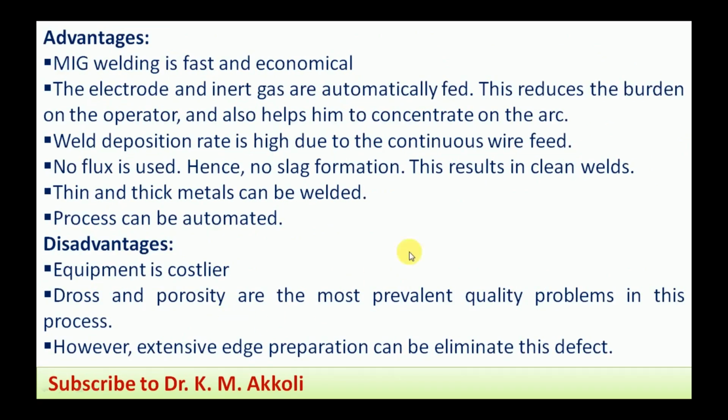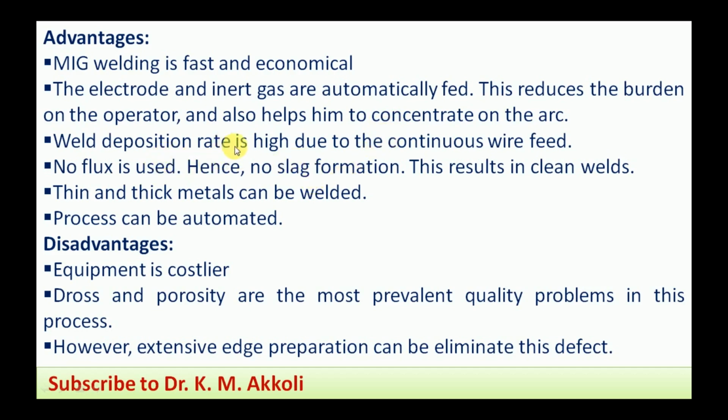Then we'll go for the advantages and disadvantages of this MIG welding. MIG welding is fast and economical. Compared to TIG, it is fast and economical. The electrode and inert gas are automatically fed. This reduces the burden on the operator and also helps him to concentrate on the arc, on the welding process only.